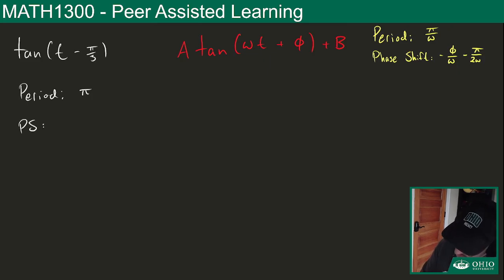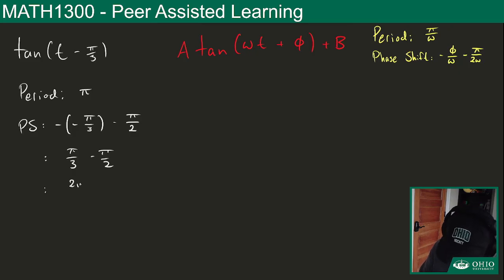The phase shift, well, phi is negative pi over 3, and omega is 1, so I have a negative pi over 3, and then we're subtracting the pi over, well, omega is just 1, so it's pi over 2. And then if I calculate this further, pi over 3 turns positive, minus pi over 2. I can convert to a common denominator, so this will be 2 pi over 6 minus 3 pi over 6, and that equals negative pi over 6.